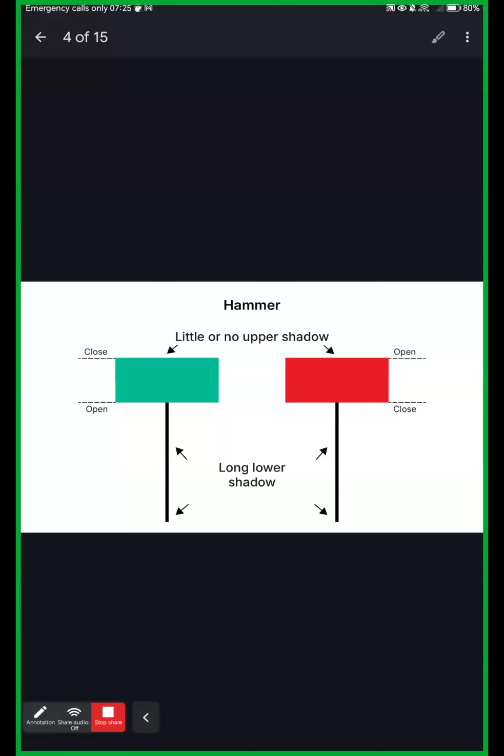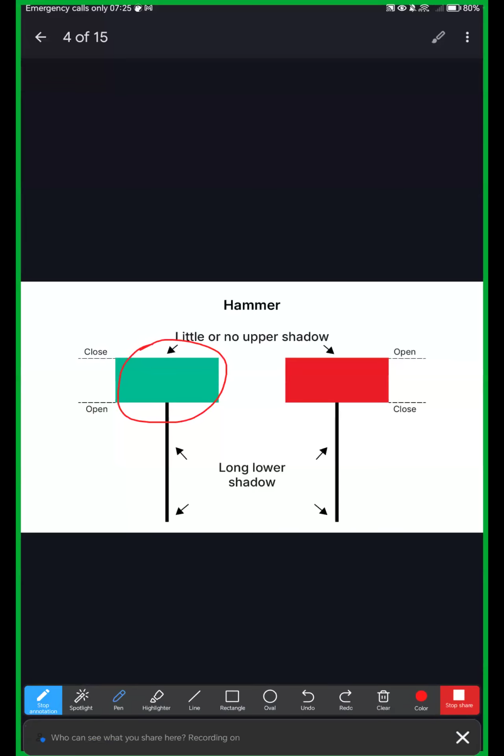The reason why this one is green, it means that the price closed above the opening. When the price opened here, it closed above. It did not close below. But this one, you can see that it opened here and it closed down. That's why it is red in color. But it is still a hammer.